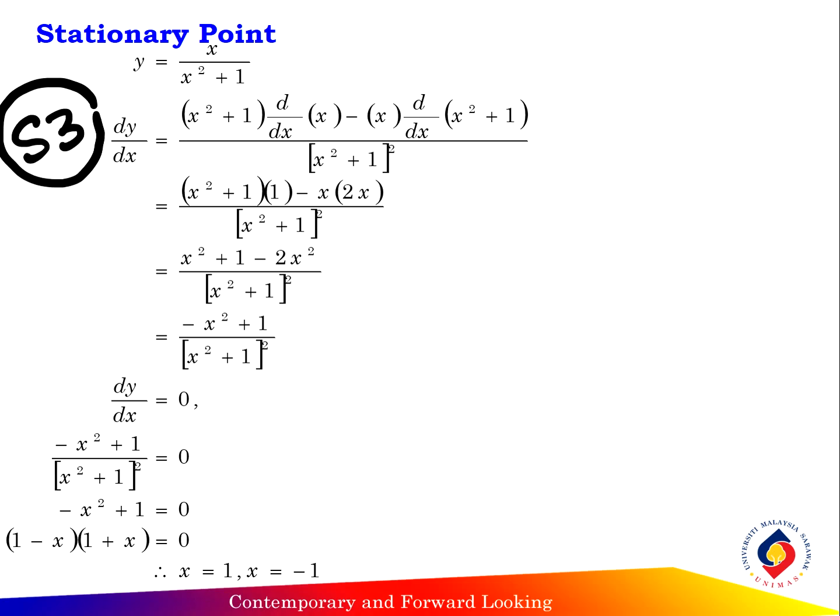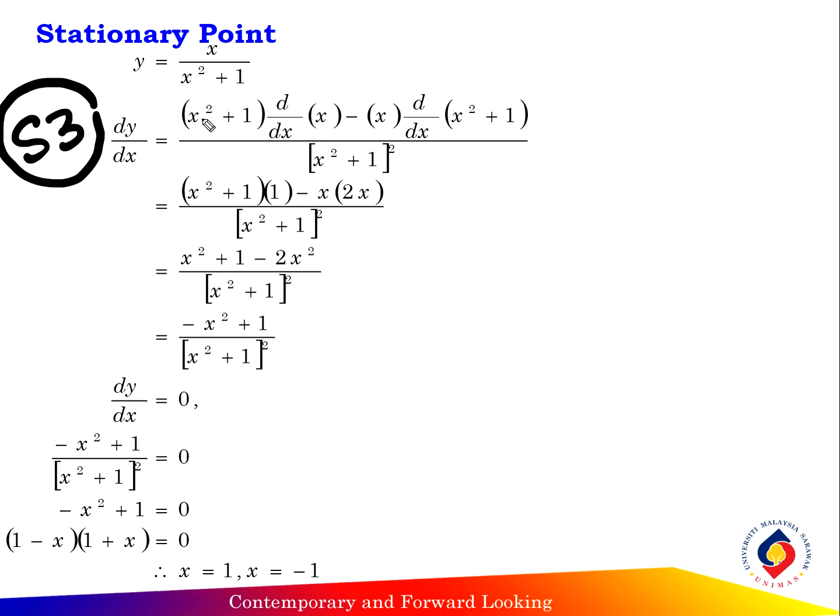Okay, step 3, you find the stationary point of the function x over x squared plus 1. So you find the first derivative dy over dx here using the quotient rule. So you find the value of u and you find the value of v here.